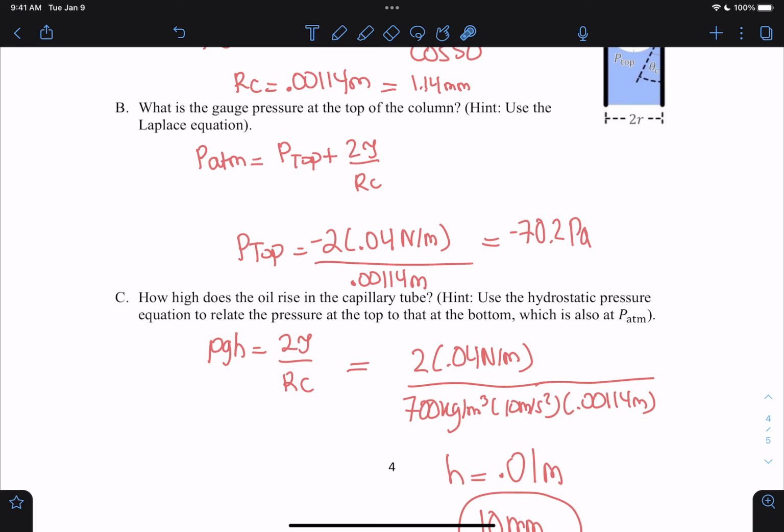Oh, I see what you mean. Yeah, if you're talking about just this part, you can just take this 70.2 basically, and then divide over the density and the gravity. Yeah, you can do that as well.